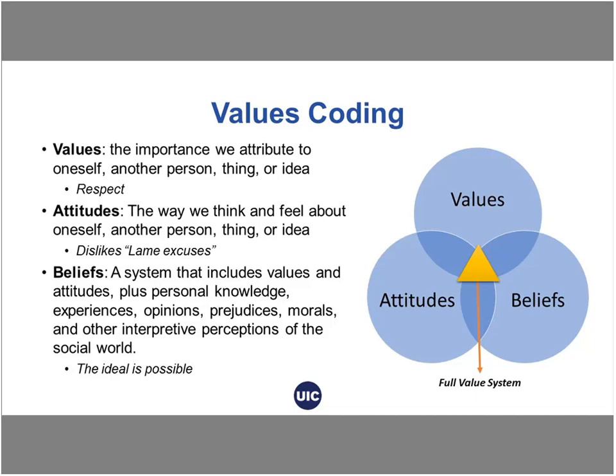And then beliefs: a system that includes values, attitudes, personal knowledge, experiences, prejudice, morals, and other interpretive perceptions of the social world. An example code here from Saldaña's own data is the ideal is possible. What he suggests, in order to identify the full value system in your data, is to look at what happens at the intersection of values, attitudes, and beliefs. This might work well for a case study of one individual or one group of people, but it could work for a much larger study as well. By coding in these three families, you can see how they interrelate and interact to figure out what your larger value system is in that data.